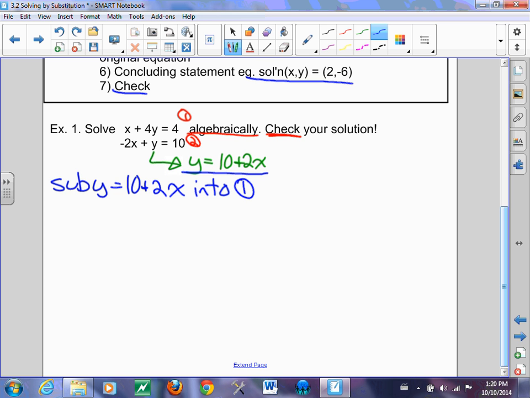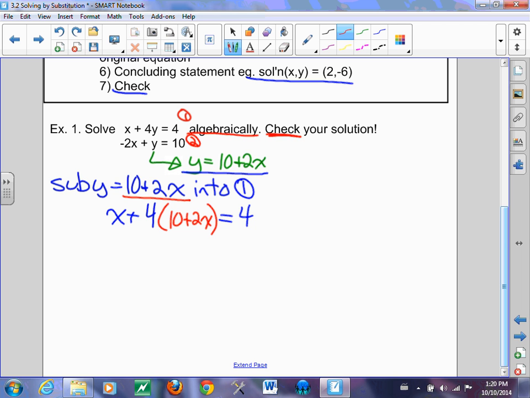Okay? So folks, I'm going to rewrite equation 1, but wherever I see a y, just give me a second and I'll show you what I mean by that. Normally, I would have 4y. Don't write this down. But I'm going to take the y and erase it. And wherever I see a y, I'm going to put the value of y from the other equation, which is 10 plus 2x. That's called substitution.